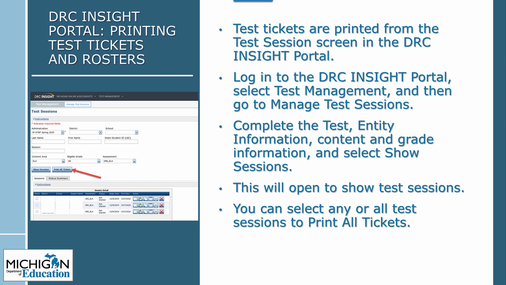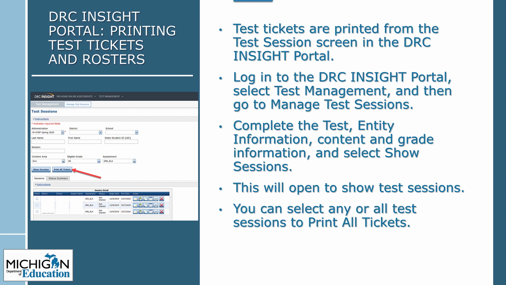To print your test tickets, log into the DRC Insight portal, select Test Management, and then go to Manage Test Sessions. Complete the administration, entity information, grade, and content area, and select Show Sessions.